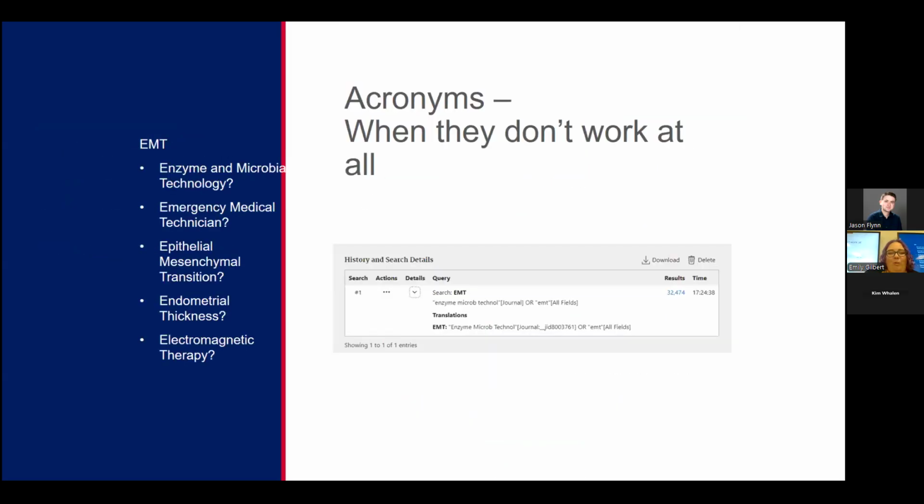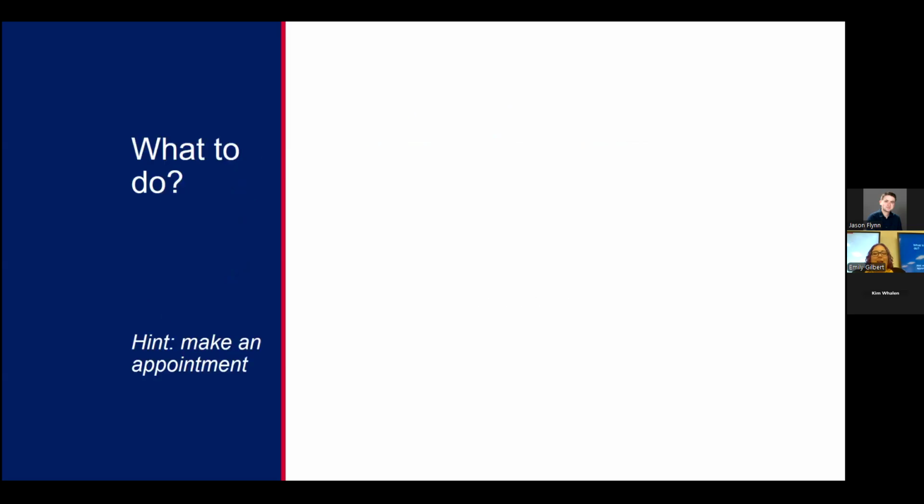But then when they don't work at all, something like EMT, well, what is that referring to? It could be the journal Enzyme and Microbial Technology, could be an emergency medical technician, epithelial mesenchymal transition, endometrial thickness, electromagnetic therapy. It could be any of those things. So if you're struggling with that, what you can do is certainly make an appointment with a librarian, and we'll be happy to work with you on that.